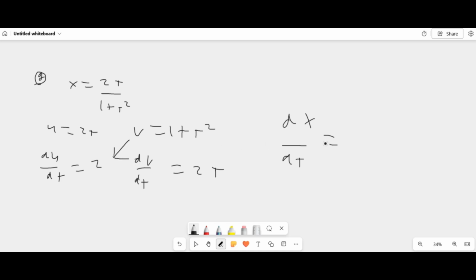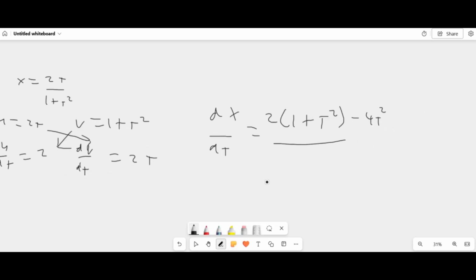is going to be that times that. So we've got 2 open bracket, 1 plus t squared, take away that times that. So that's going to be 4t squared. All of that over v squared, which is 1 plus t squared squared.